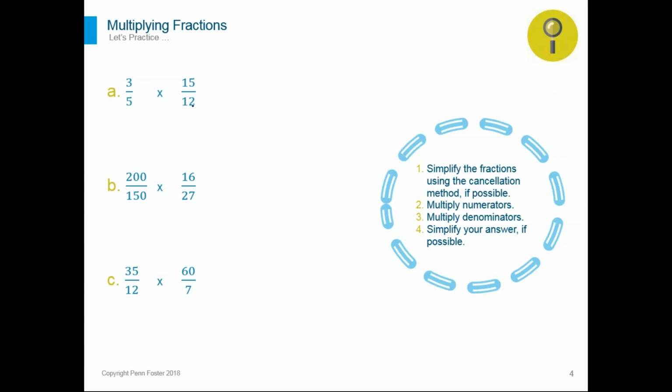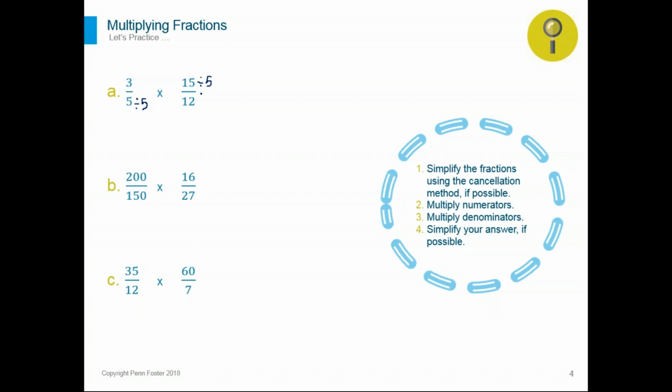The better way to do that is to cancel out any common factor between the top numbers and the bottom numbers. For example, question number A, you have 3 over 5 times 15 over 12. We're going to look at the numbers on the top and the bottom and try to eliminate any common factors by division. I see 15 and 5, and right away I realize that 5 is a common factor between 15 and 5. So I'm going to divide over 5 on the top and the bottom.